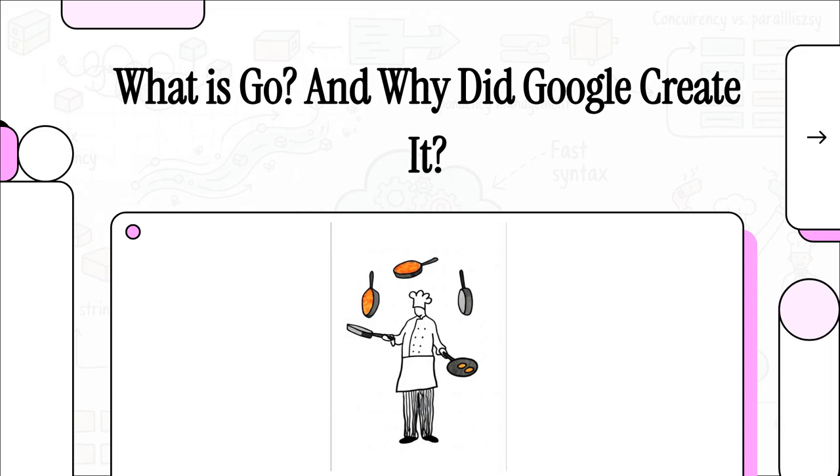Hey everyone. Today, we're going to talk about a programming language that has quietly become the backbone of the modern internet. It's called Go. And its story all started with a huge, and I mean huge, problem inside Google.